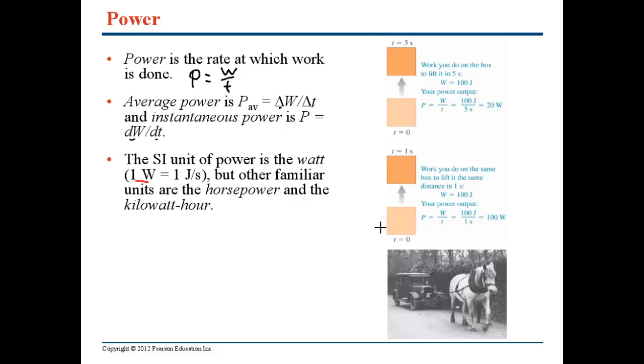And essentially, suppose I lift some box and it takes me 100 joules worth of effort to do that. Then my power is going to be 100 joules divided by 1 second, or 100 watts. If I'm a little bit slower and I lift that same box, only now I do it in 5 seconds, the amount of work that I've done is totally and utterly the same. However, my power output is down by a factor of 5, only 20 watts.